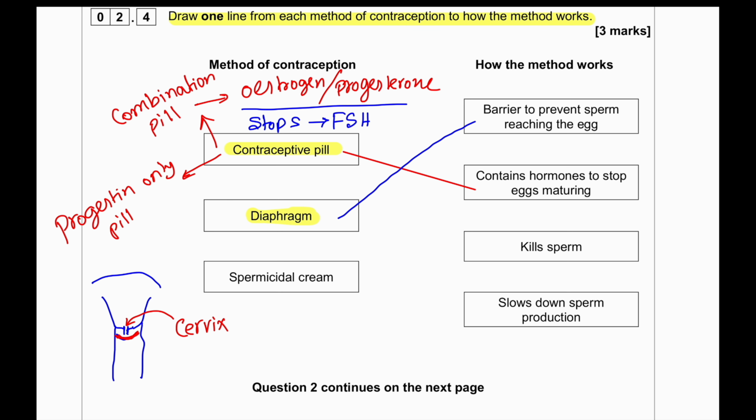Now the next thing is spermicidal cream. So sperm, we can already understand what it means. Now, cidal means to kill. That means this will directly kill sperm. We will label it directly kills sperm.